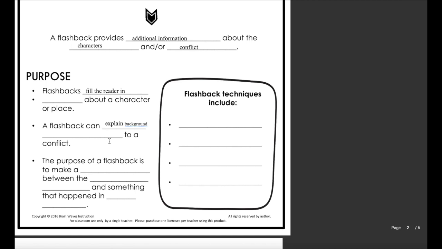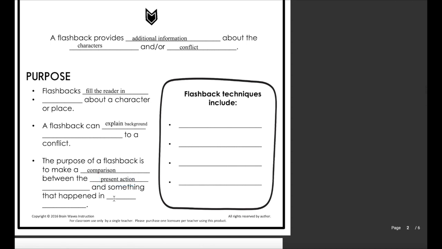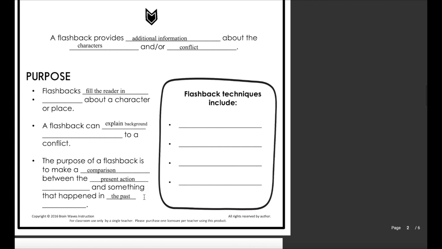The purpose of a flashback is to make a comparison. Okay, sorry, my O sticks. So it's to make a comparison between the present action and something that happened in the past. Sometimes it just wants to compare two things: something that happened previously with what's going on now. Maybe they're similar. Maybe they want me to see the differences. So that is another purpose. This is another reason authors use it.